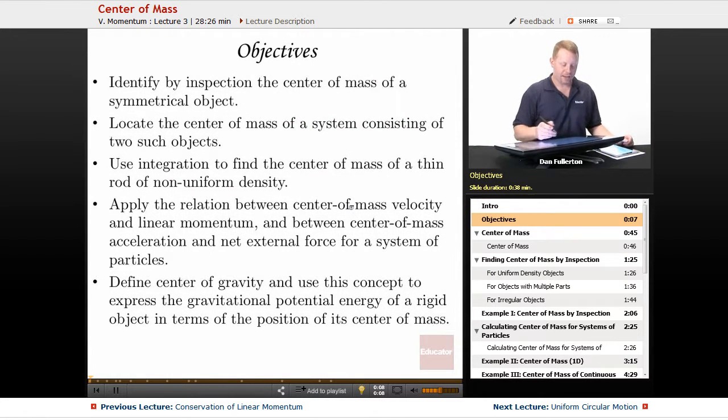In this lesson we're going to talk about center of mass. Our objectives include identifying by inspection the center of mass of a symmetrical object, locating the center of mass of a system consisting of two such objects, using integration to find the center of mass of a thin rod of non-uniform density, applying the relation between center of mass velocity and linear momentum, and between center of mass acceleration and net external force for a system of particles, and defining center of gravity, and using this concept to express the gravitational potential energy of a rigid object in terms of the position of its center of mass.